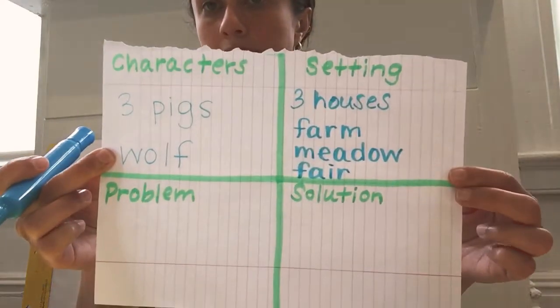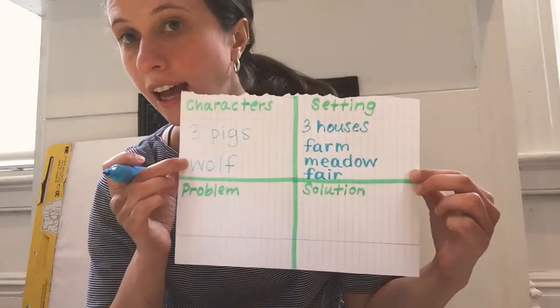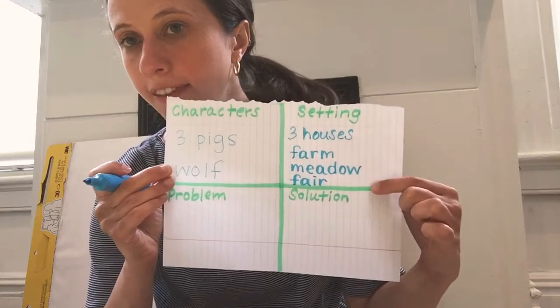I'm going to write the 3 houses. Then I'm going to write, so we said the farm, the meadow, and the fair. So the setting takes place at the 3 houses, the farm, the meadow, and the fair.